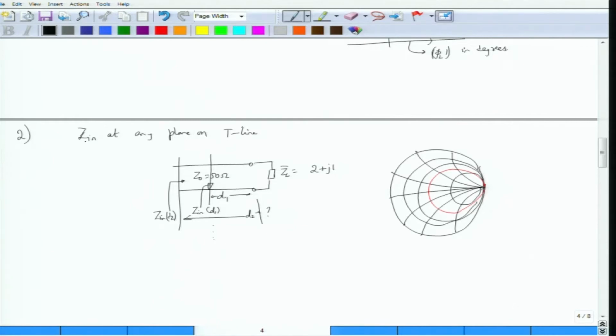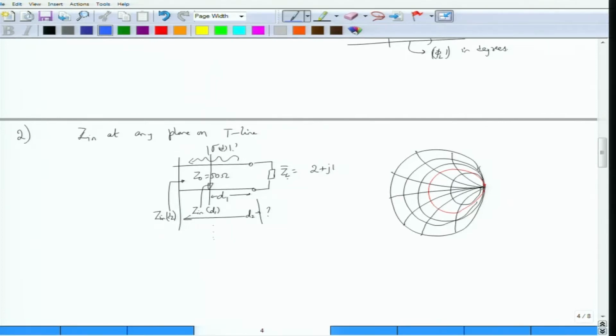So how do I find the input impedance on the transmission line? Is there anything else that I need to know? Well, you don't really need to know anything else. All you need to know is at what distance you want to calculate the impedance. Now here is a crucial thing. As you move along the transmission line, what happens to the magnitude of gamma d? That would remain constant. Therefore you are actually moving on the constant gamma circle or the constant SWR circle.